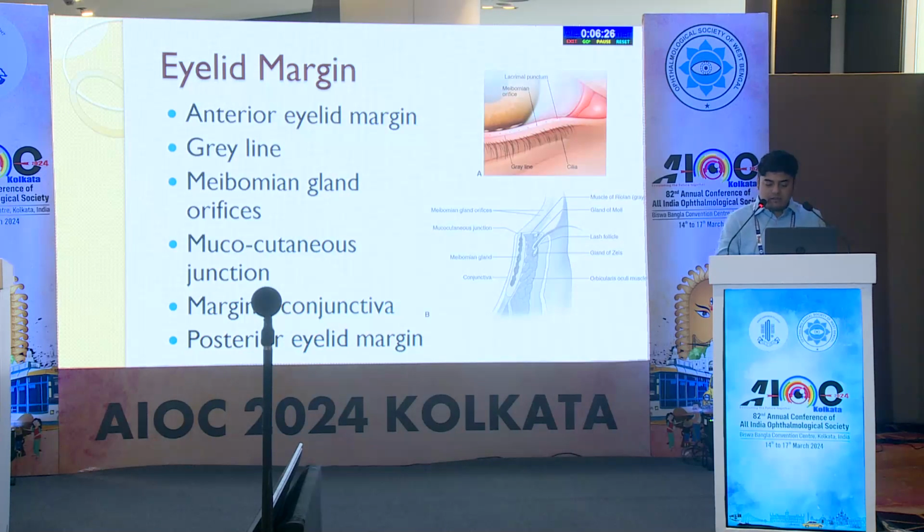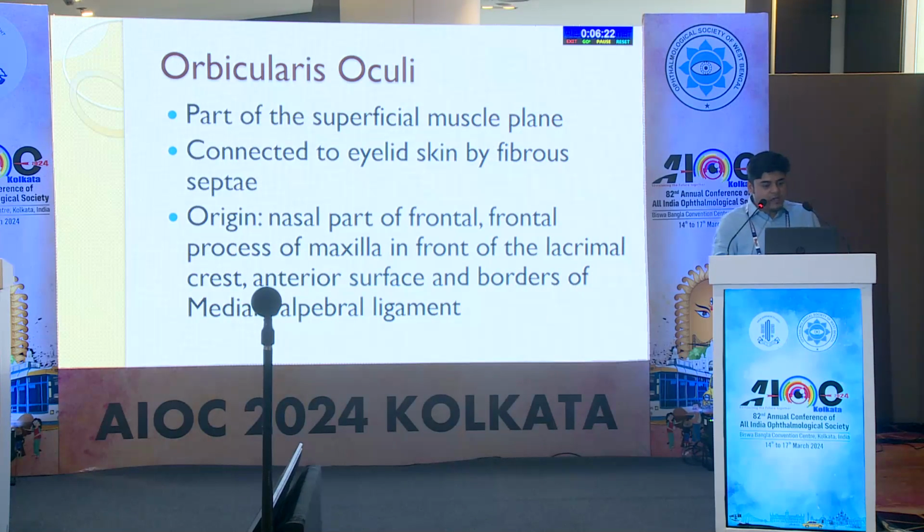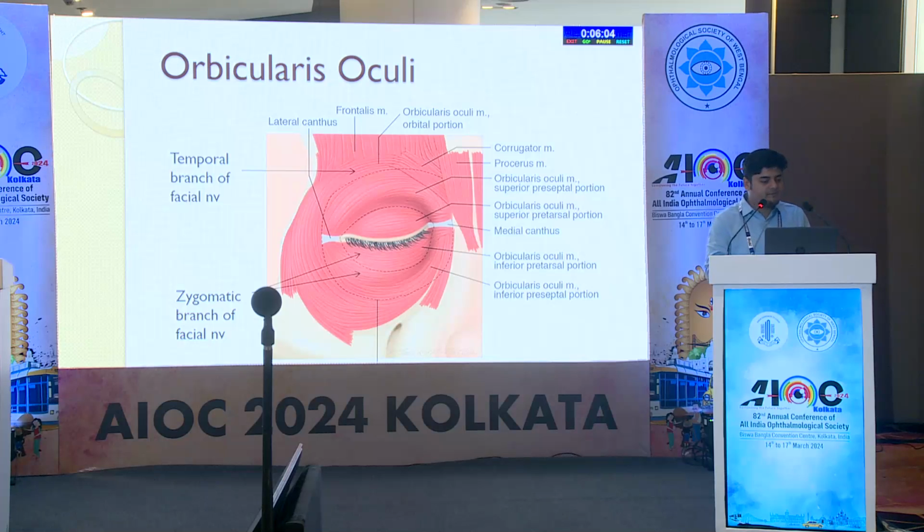The marginal conjunctiva extends up to the epitarsal border. Now, the orbicularis is the chief striated muscle of the eyelids. It is part of the superficial muscular plane, and it is connected to the eyelid skin by fibrous septa. It originates from the nasal part of the frontal bone, the maxilla in front of the lacrimal crest, and the anterior surface and borders of the medial palpebral ligament.